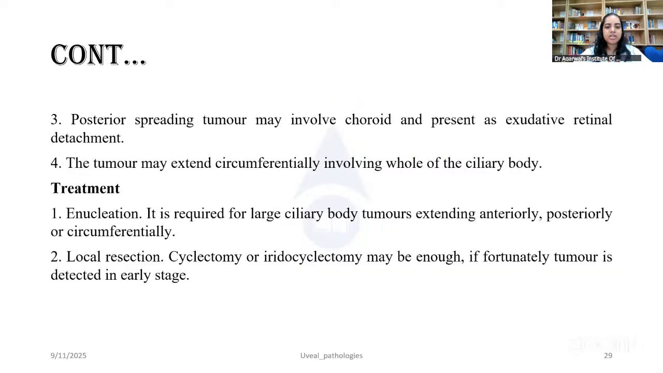A posterior spreading tumor may involve the choroid and present as exudative retinal detachment. The tumor may extend circumferentially and involve the whole of the ciliary body. The treatments: enucleation is required for large ciliary body tumors extending anteriorly, posteriorly, or circumferentially. Local resection, cyclectomy or iridocyclectomy may be enough, fortunately, if the tumor is detected at an early stage.